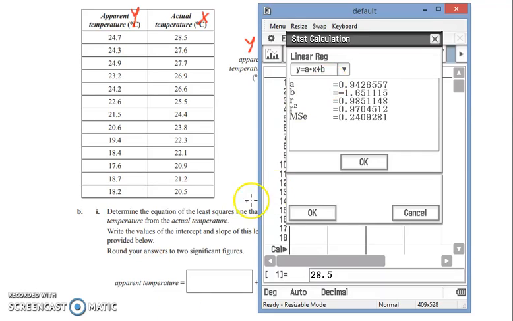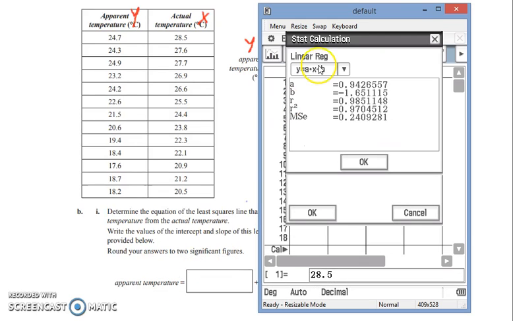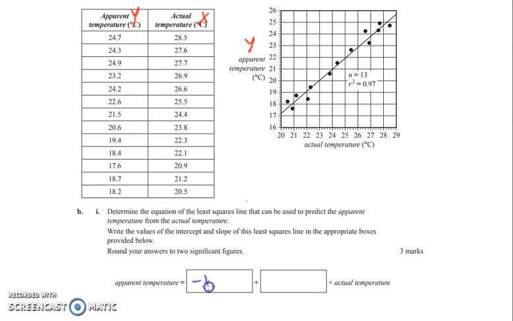So in our question down here, we've got it in the form where the y-intercept is by itself at the start. So let's identify which one that was from the calculator, which is the B. So it is negative 1.651115. From the question, as you see, round your answer to two significant figures. So this would be rounded to minus 1.7. So let's place that in there. So minus 1.7.